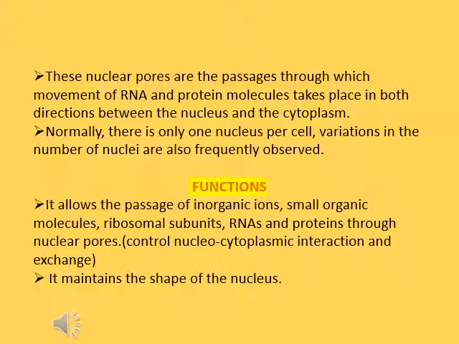Now, what are the functions of nuclear membrane? It allows the passage of inorganic ions, small organic molecules, ribosomal units, RNA and protein through nuclear pores, or you can say it controls nucleocytoplasmic interaction and exchange. It helps in the exchange of various components between nucleus and cytoplasm. It also maintains the shape of nucleus. So this is the structure of nuclear membrane and its function.